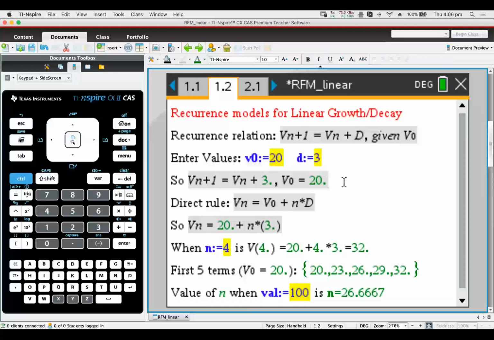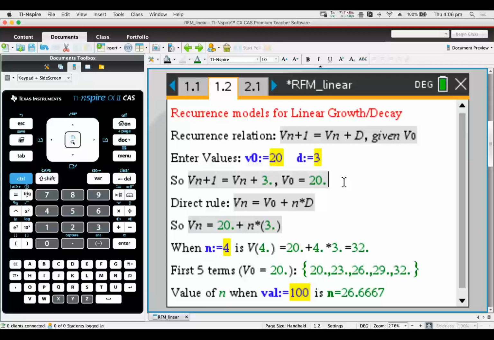So if you've done this in Year 11 Further Maths, you'd be familiar with it, but it's just a revision of the general idea. The notation that's used here hopefully is not too difficult, but some students do find the n plus 1 and n business a little bit confusing. So it just takes a while to get used to.